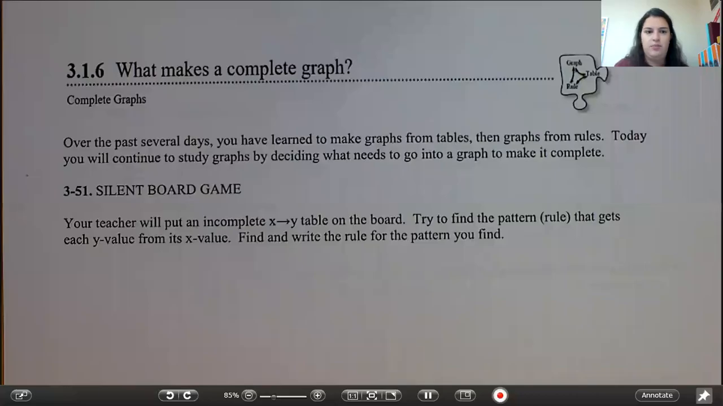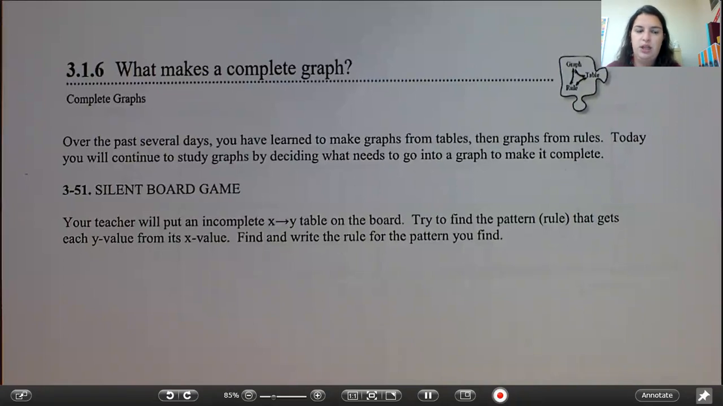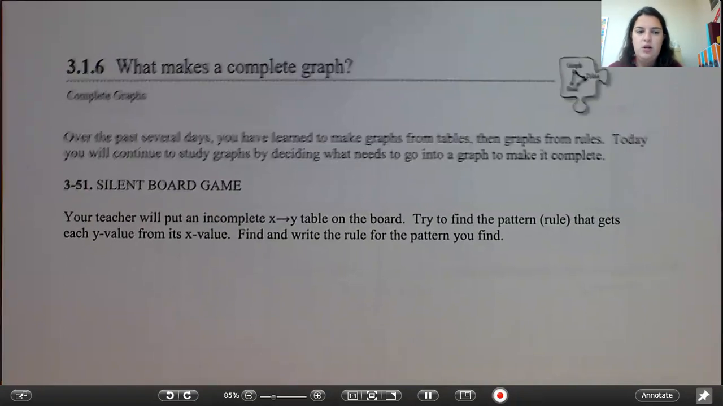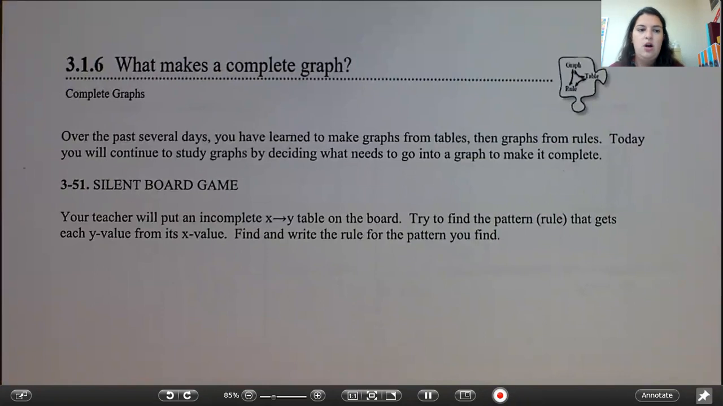All right, hi everyone, I'm back with your 316 lesson. It is titled What Makes a Complete Graph? So if you take a look at the introduction, over the past several days you have learned to make graphs from tables, then graphs from rules. Today you will continue to study graphs by deciding what needs to go into a graph to make it complete.